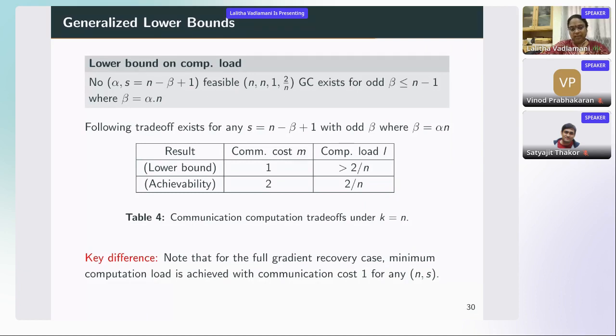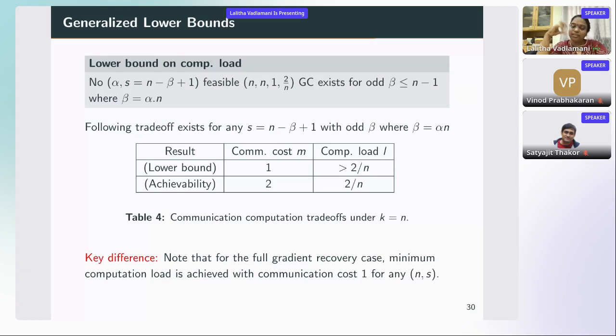Okay, so we have a lower bound which says that, and this is not for cyclic schemes, it is in general. What we say is that there exists no GC scheme with a communication cost of 1 and a computation load of, let's say, 2 by n, for a certain class of beta, actually for odd beta. This is again an impossibility result, which means that it doesn't make sense to try for communication cost of 1 and 2 by n when beta is odd. But then again we have some lower bounds and achievabilities there.